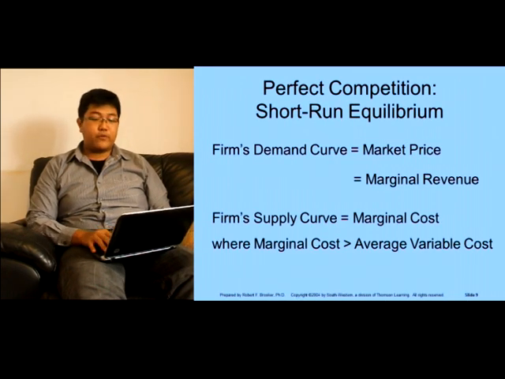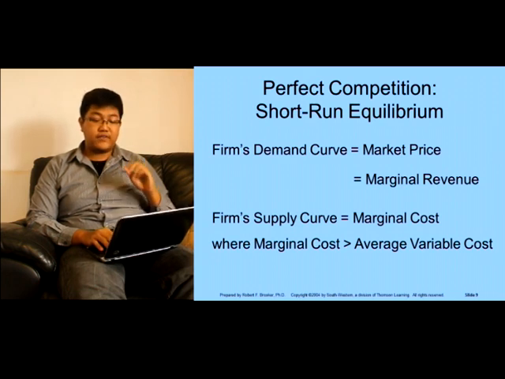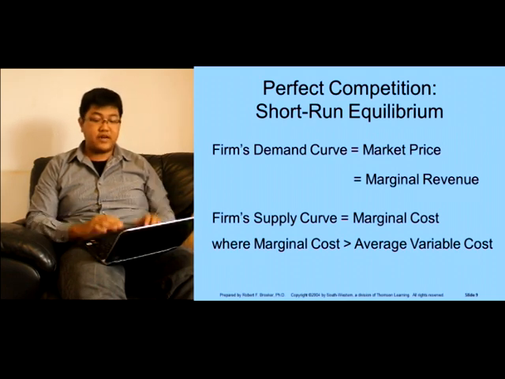And here is short-run equilibrium in perfect competition. In the short run, some inputs are fixed, and this gives rise to fixed costs. The firm's demand curve is equal to the market price, and it is also equal to marginal revenue. The firm's supply curve is equal to the marginal cost curve, where marginal cost is bigger than average variable cost.